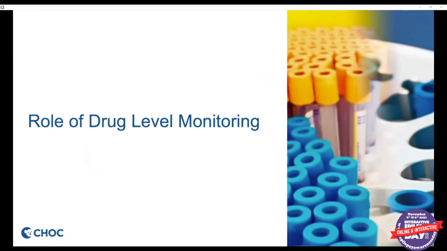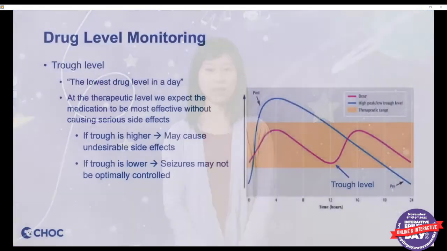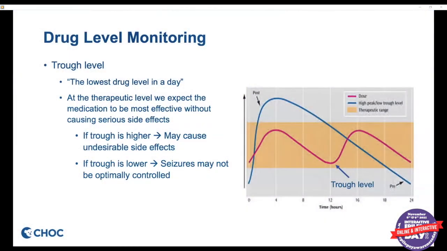Next, I'd like to spend a little more time talking about why we ask patients to get blood draws and drug levels. When we take oral medications, the drug is absorbed through our stomach and gradually enters our bloodstream. The levels build up to a peak in the blood and gradually come down as the body starts to metabolize or eliminate the medication. It will continue to drop until the next dose is taken, at which point the drug levels will gradually start to rise again. This is demonstrated in the pink line on the graph here.